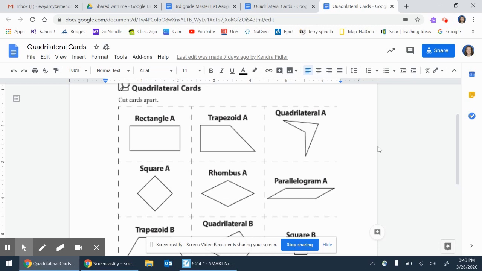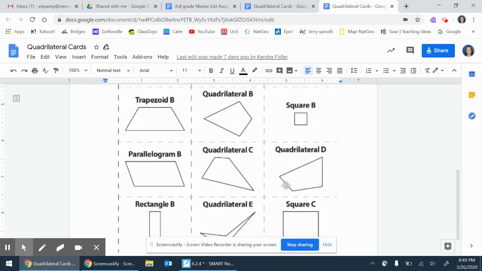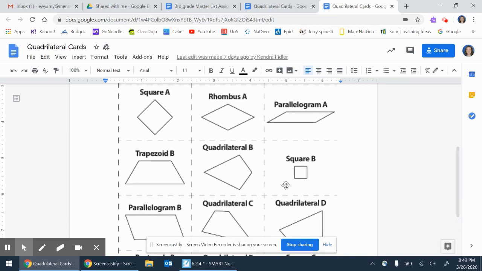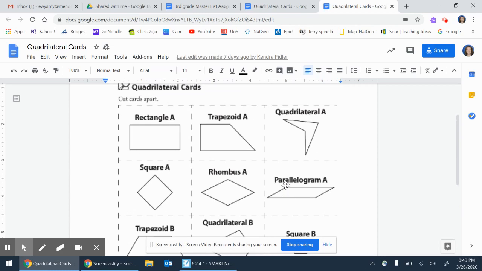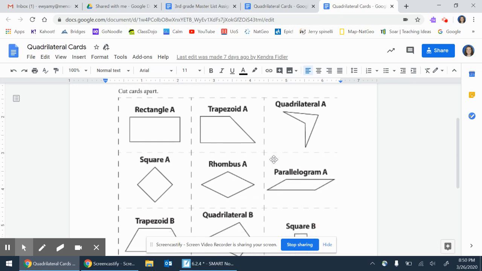If you cannot print off anything, that's okay. I would like for you to try to find a sheet of paper and draw all of the shapes that you see here, and then cut them out so that you can still sort the shapes with me as we go about our lesson for today. So pause this video, print off the quadrilateral cards or create your cards, and then come back to this video when you are ready to go.